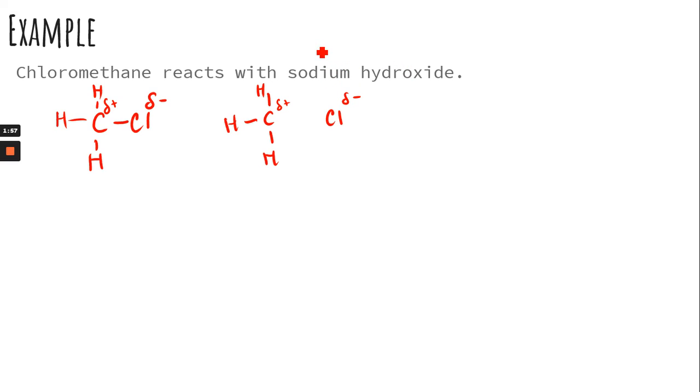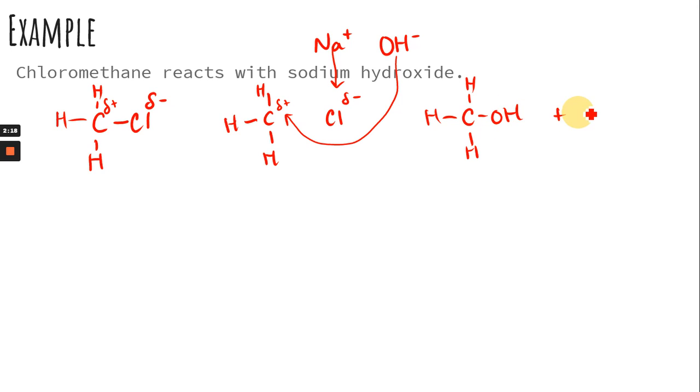And then sodium hydroxide is ionic, so it's going to dissolve in water, or it's going to break into its two ions. The sodium then will attract the chlorine, and the hydroxide then is going to be attracted, that negative is attracted to that positive. So we end up with methanol and sodium chloride as our two products.